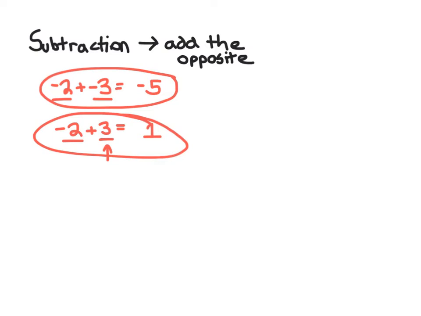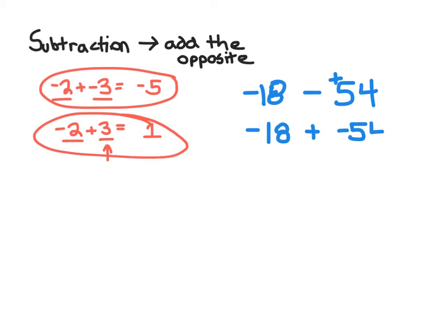Let's try negative 18 minus 54. Okay, so again, this is subtraction. Negative 18 minus a positive 54. Remember that if there is subtraction and just a number, that's the same as subtracting a positive number. So negative 18 minus positive 54. So subtraction is the same as adding the opposite. So I'm going to keep my negative 18. Remember that I am adding the opposite of a positive 54, which is a negative 54.